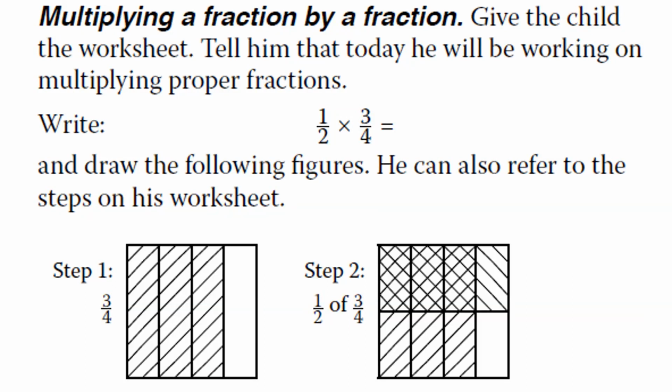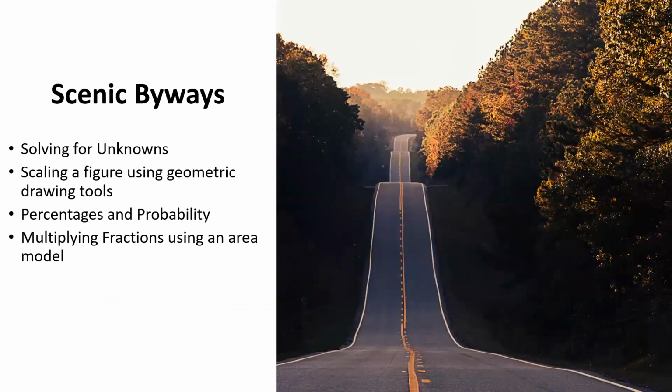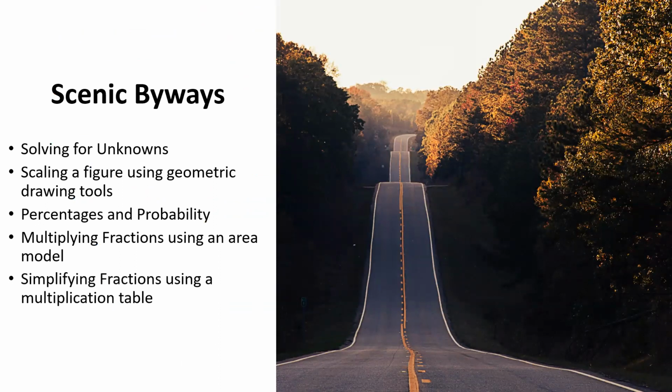And at the end of these instructions, they figure out how they could do it without drawing the boxes and dividing the boxes in half or thirds or fourths or whatever they're doing. So that's really cool. They come up with the formula on how to solve multiplication problems using fractions. Alrighty. Another great thing that we do is simplifying fractions using the multiplication table, which we will talk about shortly.